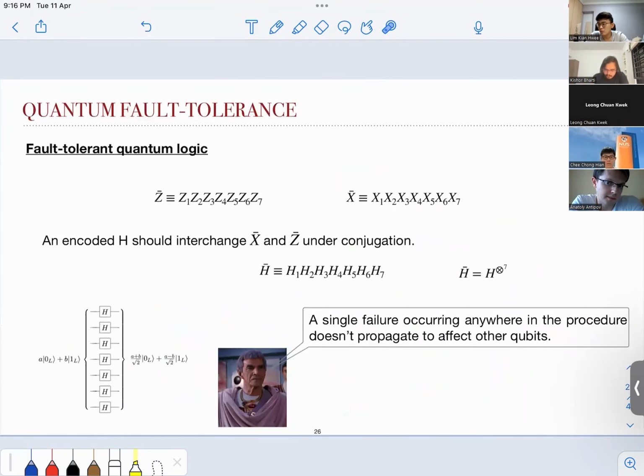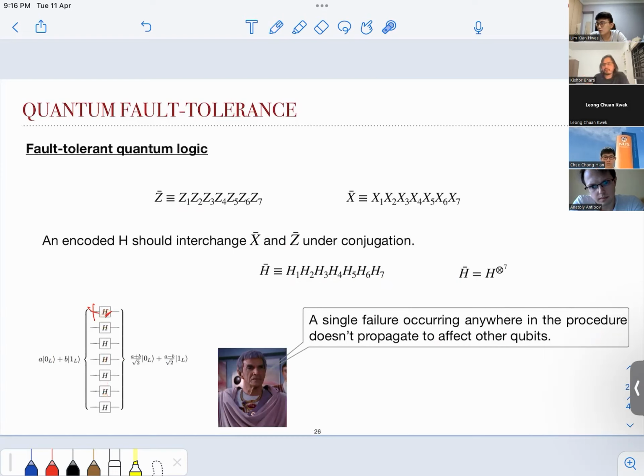Okay, so then let's look at how you will implement your Hadamard. This is how you implement it. This is your Z, this is your X. Your Hadamard will change X into Z. So the Hadamard is just basically a Hadamard on each of the single qubits. If you implement that, it will change your Z to X. So it's a very simple implementation. Now let's say this Hadamard here fails. That's not a problem, because this Hadamard here is not talking to any other Hadamard.